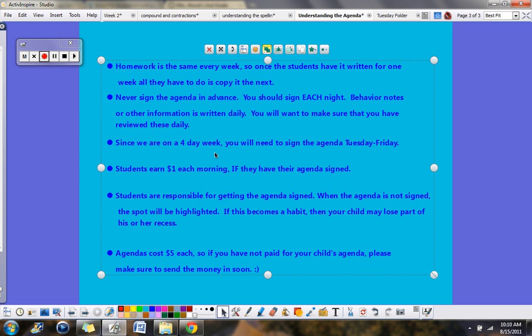Since we're on a 4-day week, you will need to sign the agenda Tuesday night through Friday night. Students earn $1 for each morning if they have their agenda signed. Students are responsible for getting the agenda signed. When the agenda is not signed, the spot will be highlighted. If it becomes a habit, then your child may lose part of his or her break. The agenda costs $5, so if you've not paid your child's agenda fee, please make sure to send the money in soon.